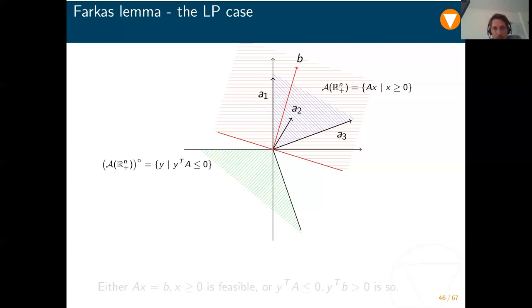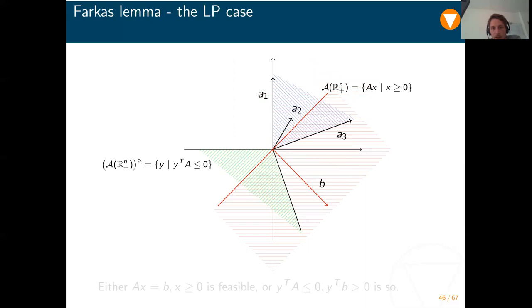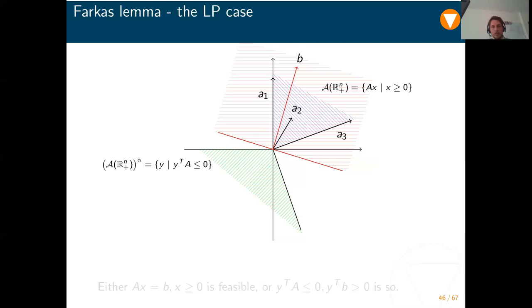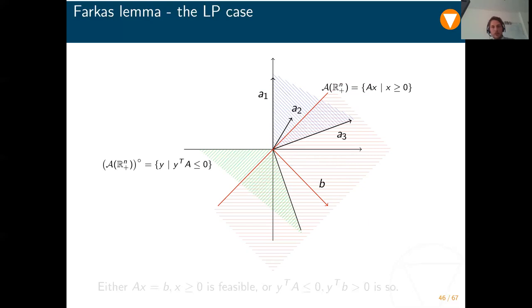If it's not the case, if B is outside of the blue set, then we will certainly have a non-empty intersection of the green set and the red set. So that's somehow Farkas lemma in a picture. It's a remarkable result. Exactly two things can happen. If you go back, if B is in the blue set, then the red and the green don't intersect. But if they intersect, then necessarily B cannot be in this blue set, so the primal system is infeasible. That's how you create infeasibility certificates, and we will see that in a moment. So that's Farkas lemma for the LP case.